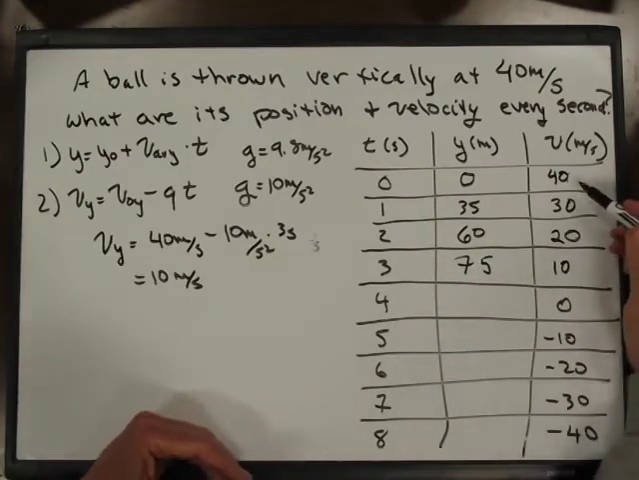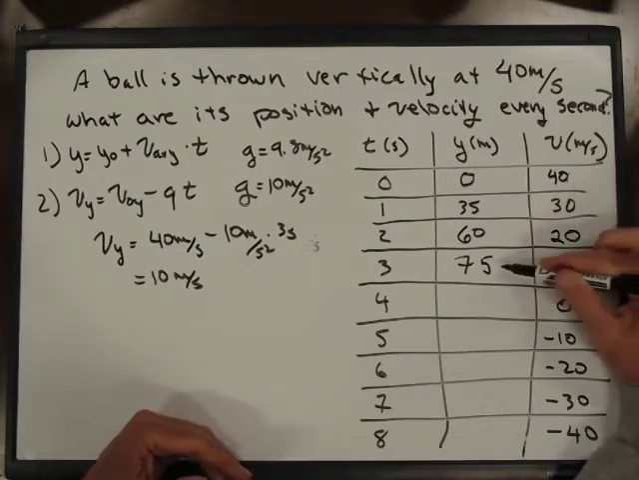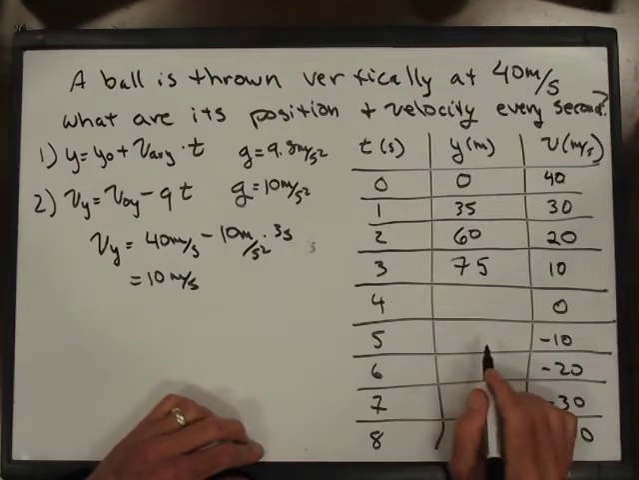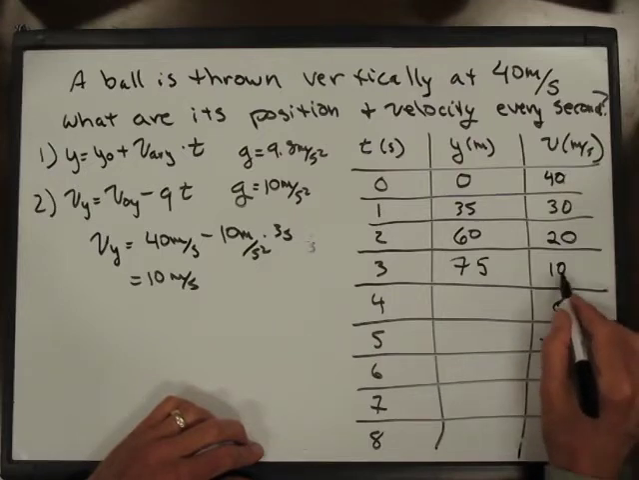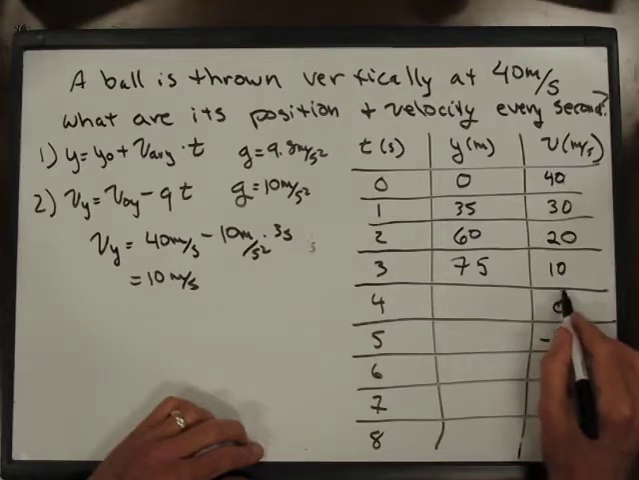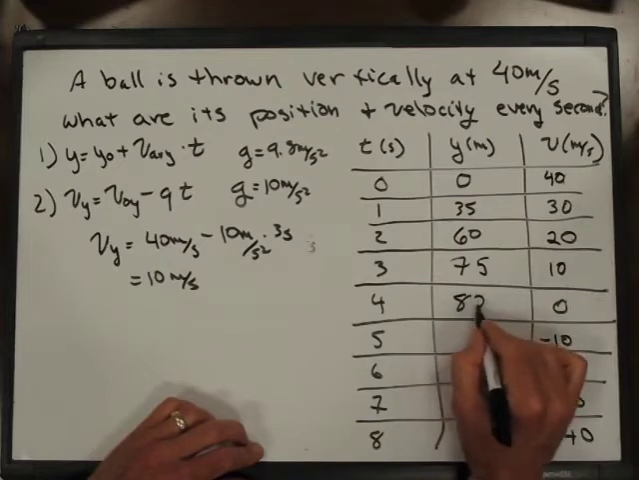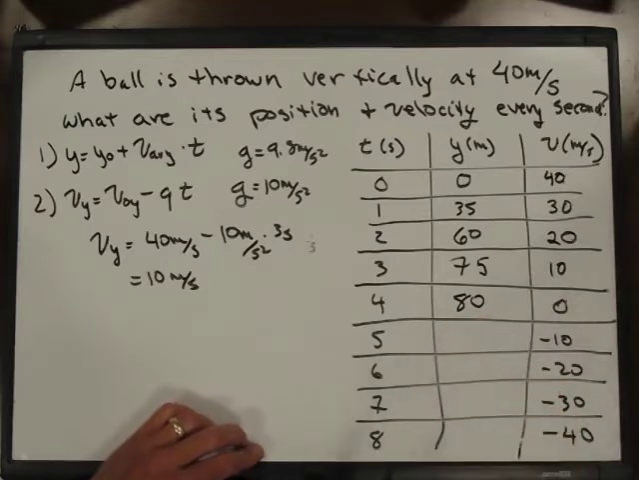Or I could add these two up and divide by 2. That would give me the average velocity of 25 meters per second. 40 plus 10 divided by 2 is 25, times 3 seconds is 75. So you can calculate it either way. So finally, in this interval, my average velocity is 5. I have initially 10, finally 0, so the average is 5. 5 meters per second times 1 second is 5 meters, plus 75 is 80. Or I could say 40 plus 0 divided by 2 is 20, times 4 is 80.